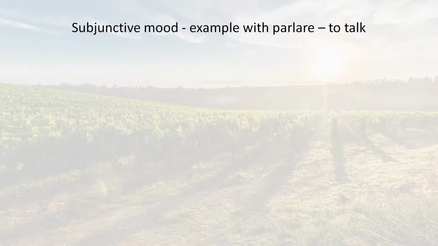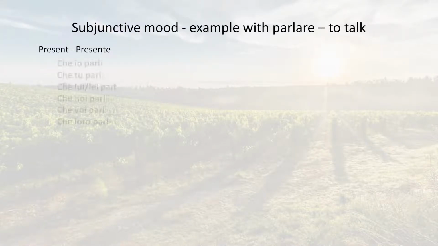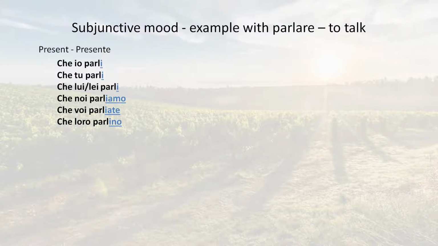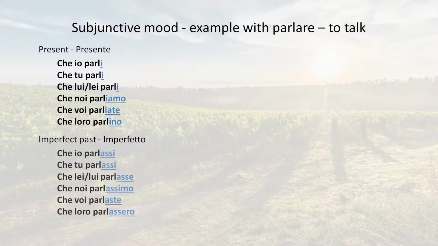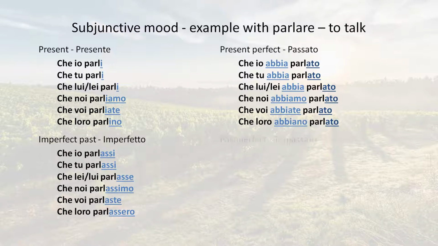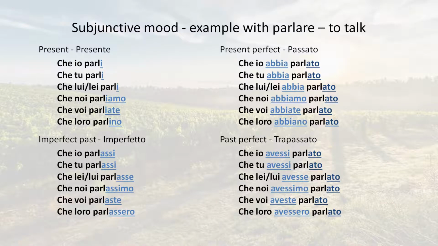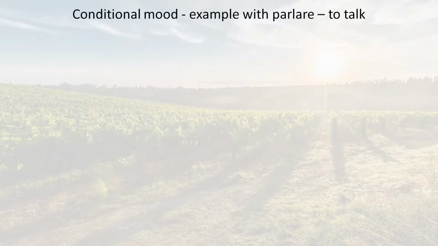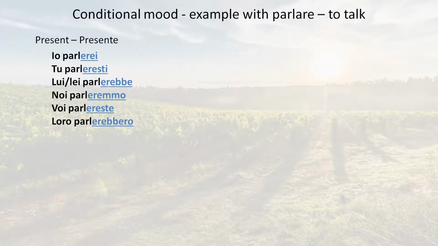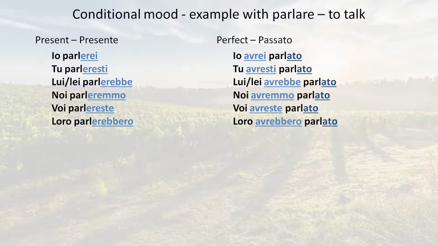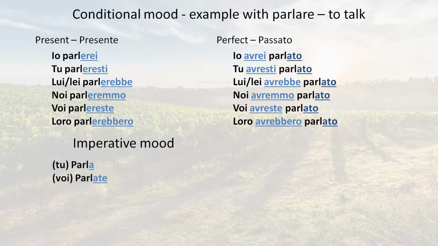The subjunctive. Present, imperfect, present perfect, past perfect. Conditional, present, perfect. And finally, the imperative mood is only really said with you.